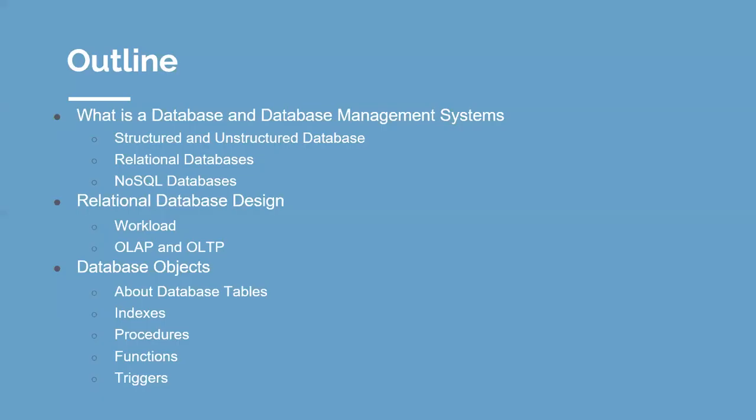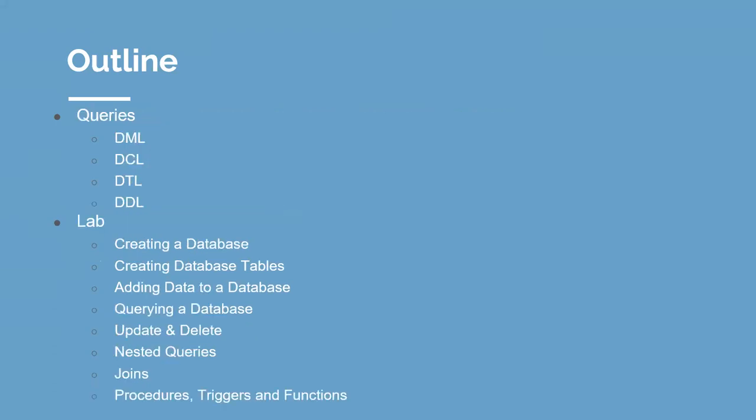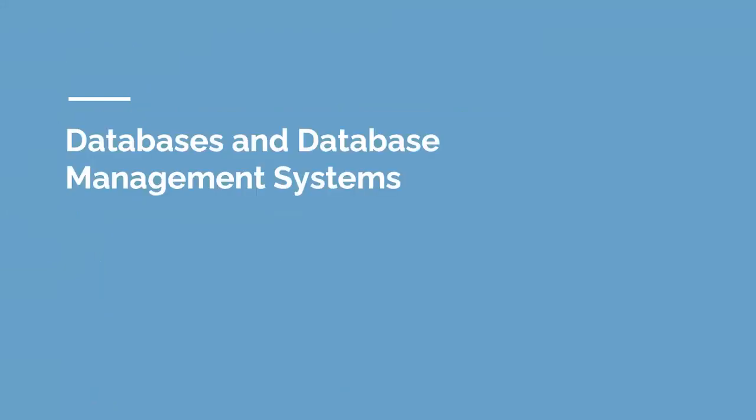So I'll be guided by this outline. What is a database and database management system, structured and unstructured database, relational database, NoSQL database, relational database design, the workload, OLAP and OLTP, then database objects, about database table, indexes, procedures, functions, and triggers, then queries, and the lab section. So, a deep dive into database and database management system.